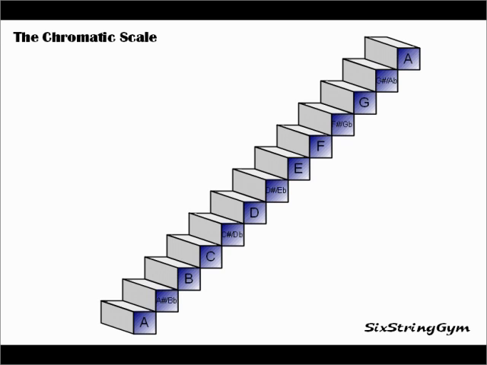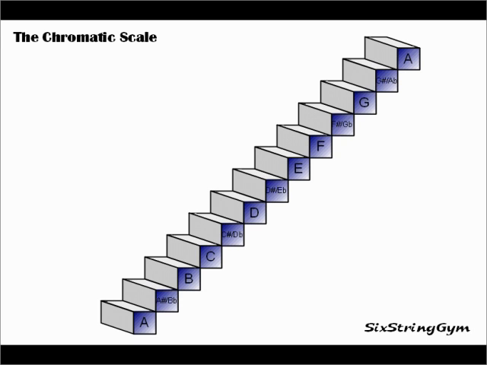It starts with the A at the bottom and goes to A sharp, B flat, B, C, C sharp, D flat, D, D sharp, E flat, E, F, F sharp, G flat, G, G sharp, A flat, and back to A. So the notes between, say, A and B are referred to as A sharp, B flat. That's the same note. A sharp is the same as B flat. D sharp is the same as E flat, and C sharp is the same as D flat, and so on.